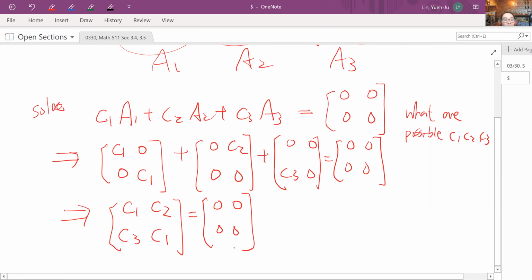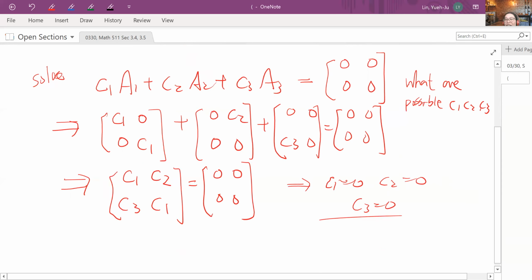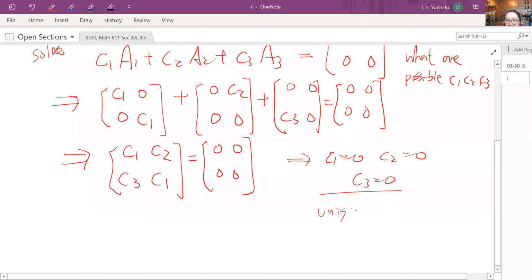So let me ask you another question. When we say two matrices are equal, what do we really mean? That each component has to be equal. Right. So this is only true for C1 equals C2 equals C3 equals 0. So in that case, we only have the unique trivial solution, because we cannot have something else. Then that means it's independent.